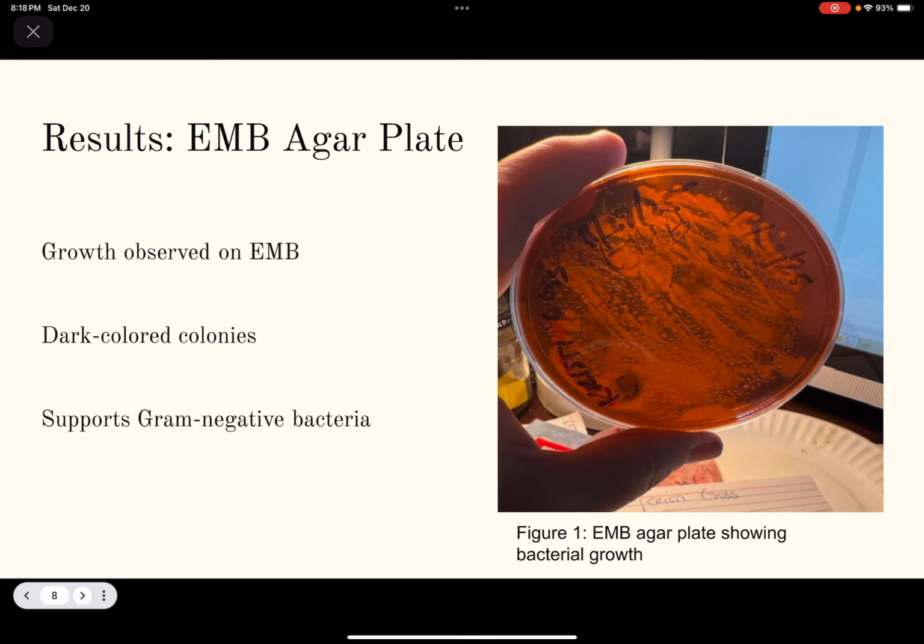The results on the EMB agar plate. There was a pink color to this agar plate. You cannot see it on the screen, but there was a lot of growth on the plate, and the color was pink, although it doesn't really show up in this picture. It was a dark pink, almost like a purple, and the EMB is used to grow gram-negative bacteria, so this result showed that the organism was gram-negative.